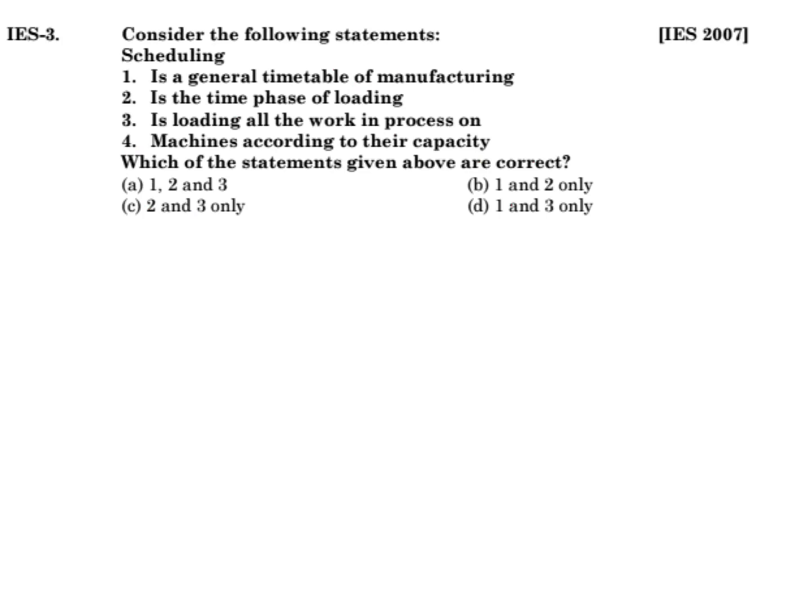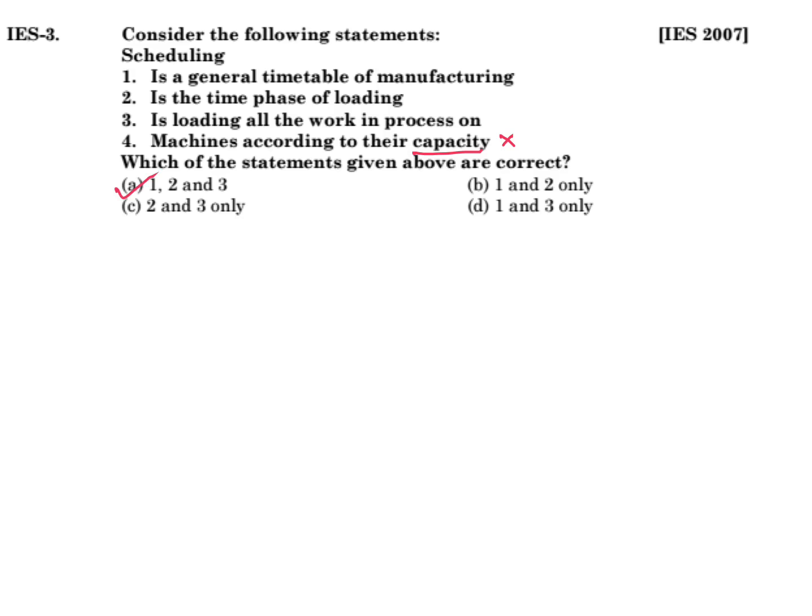Consider the following statement. Scheduling: 1 is a general timetable of manufacturing. 2 is the time phase of loading. 3 is loading all the work in progress on machines according to their capacity. 4 is not possible. Which of the statements given above are correct? For scheduling, 1, 2 and 3, A is the answer.